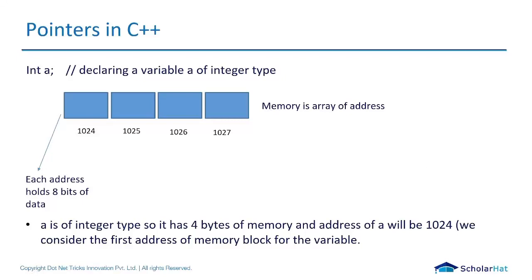a is of integer type, so it has 4 bytes of memory, and the address of a will be, let's suppose, 1024. We are just considering it to be 1024. It can be anything according to the machine we are using. So we consider the first address of the memory block of the variable. Here the value of a is going to be stored and the rest is going to remain empty. So when I write a equals 7, then 7 is going to be stored here, right? So that's how it is defined.